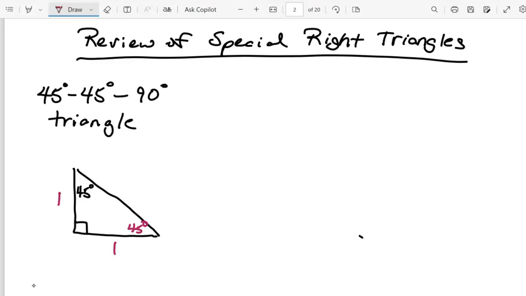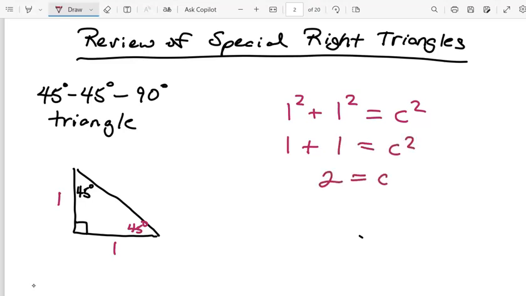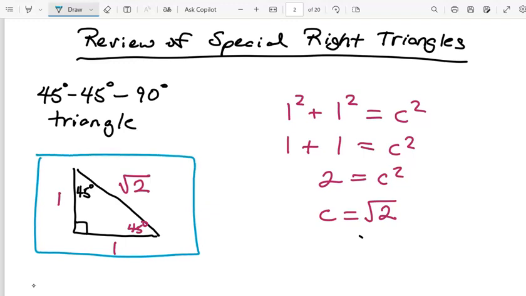Since we know that, we can figure out what the hypotenuse is by using the Pythagorean theorem. 1 squared plus 1 squared is equal to c squared, since our hypotenuse is the longest side, and that's the missing side here. So 1 squared is 1, and that gives us 2 is equal to c squared. So c must be the square root of 2. And so every 45-45 right triangle will be similar to this one right here. Let's put that to use.